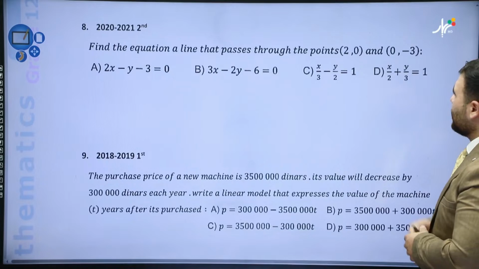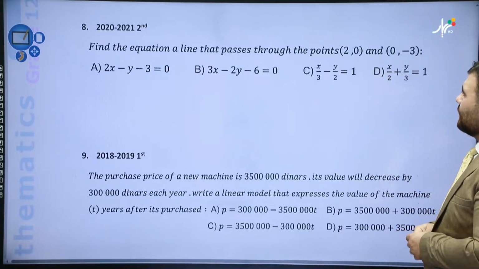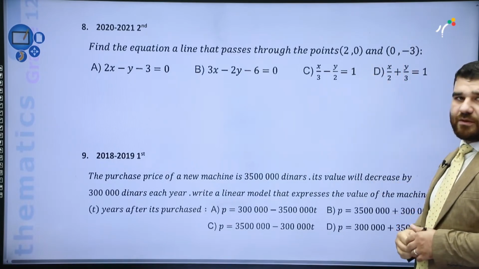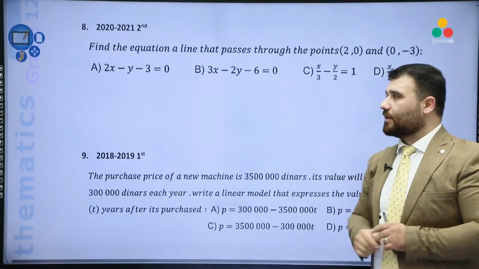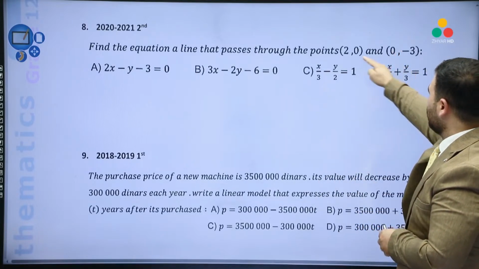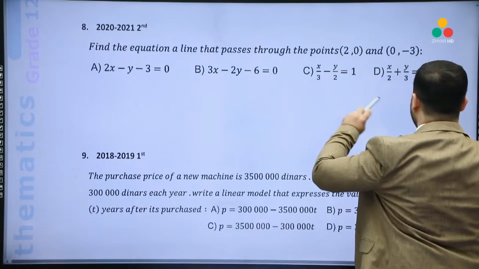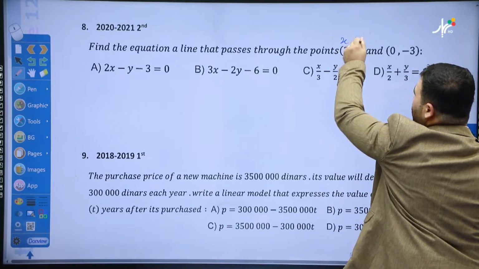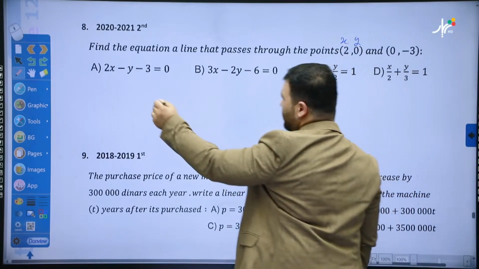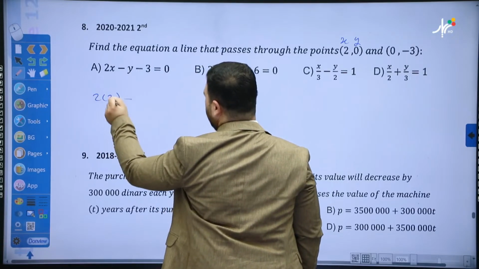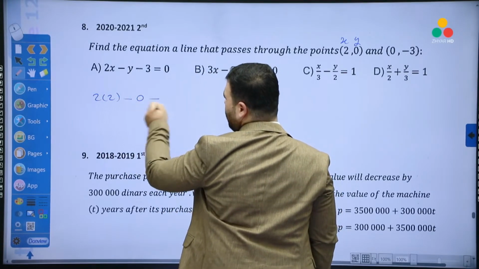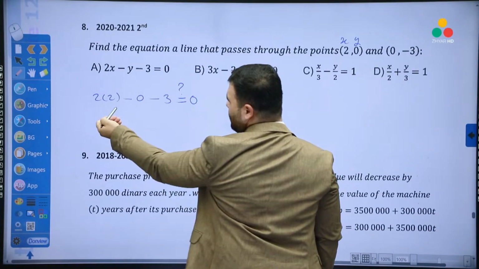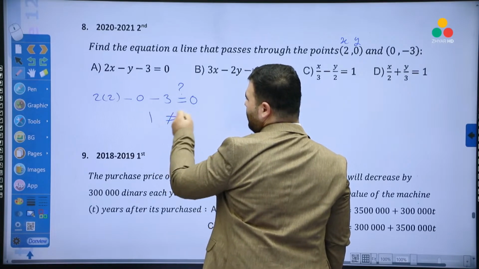Find the equation of the line that passes through these points. We're going to substitute the points and see which equation satisfies both points. Now let's go with A. If I use this point, there is no negative, it looks easier. X is 2, y is 0. If I put 2 in place of x and 0 in place of y, 2 times 2 minus 0 minus 3, the result should be 0. 2 times 2 is 4, 4 minus 3 is 1. 1 is not equal to 0.